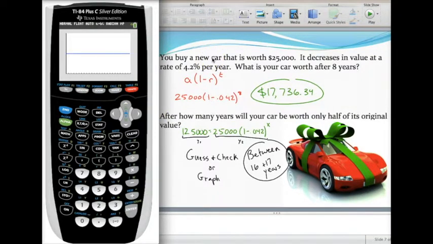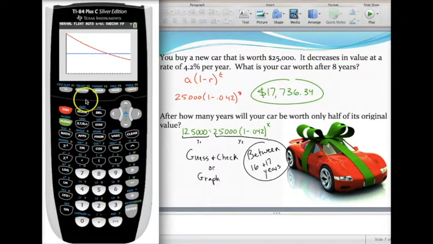So there's where the car is worth half its value, and notice it's halfway through the screen. And there's the car losing value over time. Notice it's starting to flatten out because it's decreasing exponentially, or decaying, so it's starting to not lose as much value over time. So there's the intersection point that I want to see.